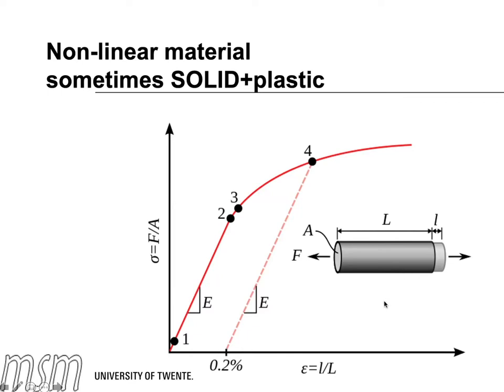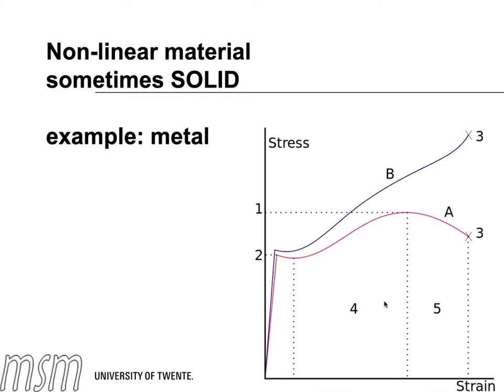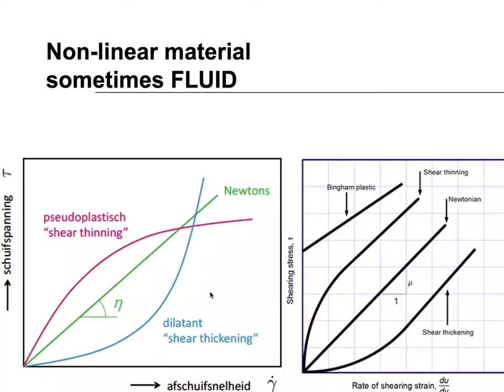Okay, so that is stress strain for solids. This is, for example, different material behavior. A and B are two different materials. 3 is the ultimate failure point, and there are different regimes in between. In the links which I gave you, you can read more details about those.